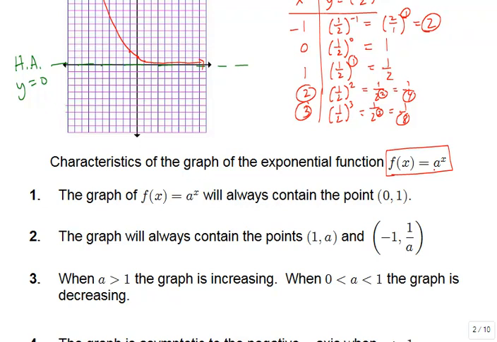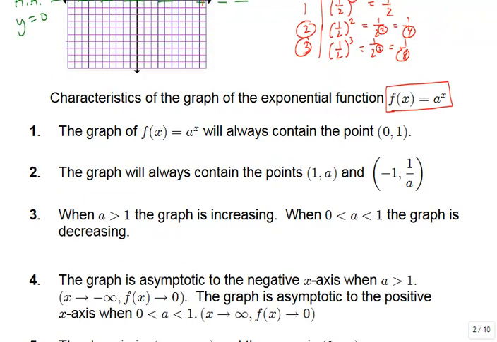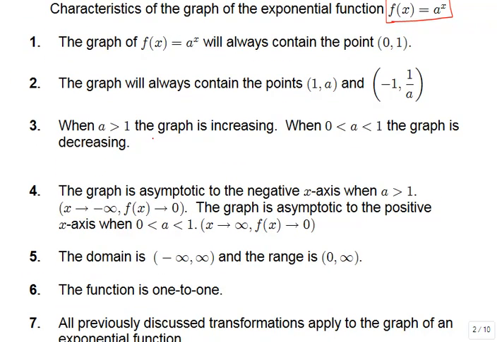So all of these characteristics that I'm talking about apply to the very basic a to the x graph. Every a to the x graph will go through 0, 1. It will also go through 1, a, because a to the first is a. And it will also go through -1, 1 over a, because a to the -1 gives you 1 over a back. You'll also notice that when that base a is greater than 1, the graph increases, and we get that exponential growth shape. When the base a is between 0 and 1, or in other words, a fraction, then the graph decreases, and we get that decay shape.